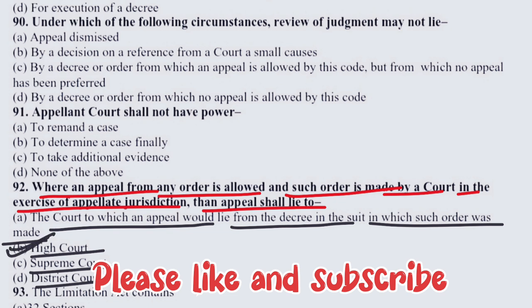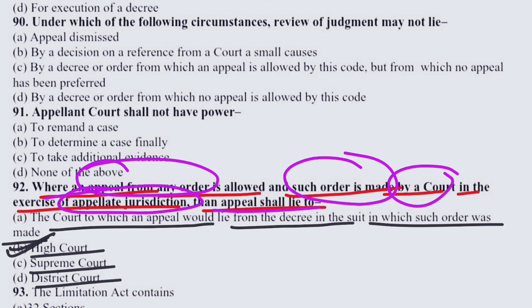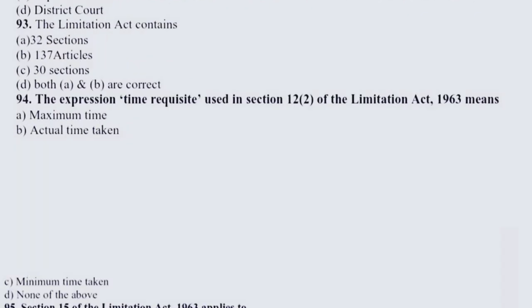Okay, that means where an appeal from any order is allowed and such order is made by a court in the exercise of appellate jurisdiction, then appeal shall lie to whom? To High Court. Okay, so in this case option B would be the correct answer. Okay, so now to next question. Next question is, the Limitation Act contains.